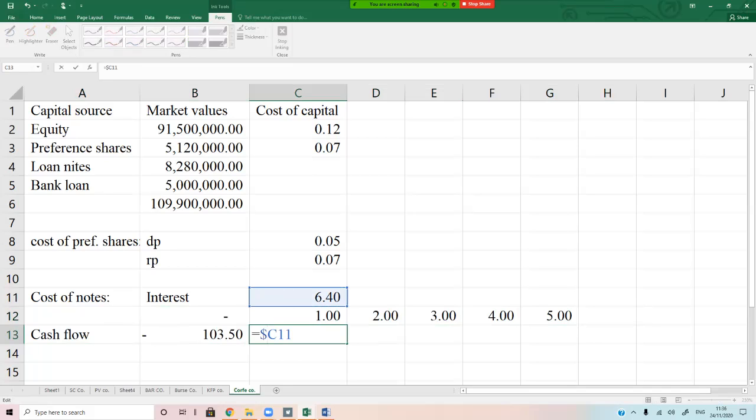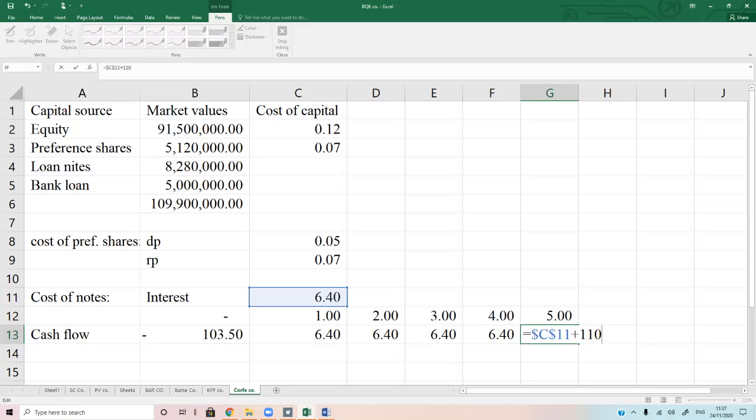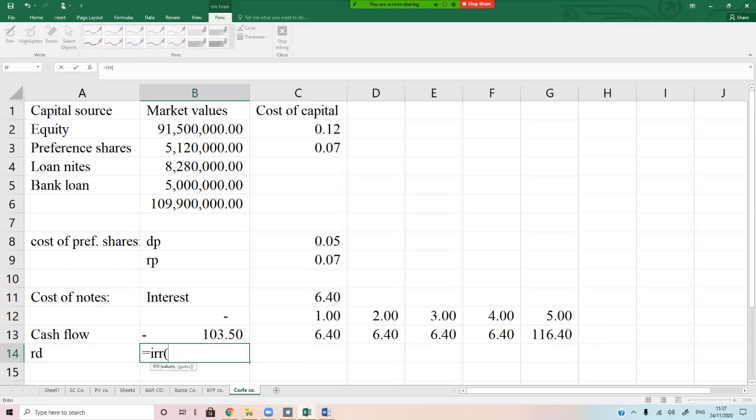I want to copy the formula all through, so that's why I need to lock the cell, so I can drag it all the way until year 5. However, in year 5, you're also going to get the redemption value, which will be a 10% premium to the nominal value, giving 110. Because the nominal value is 100, 110% gives us 110 shillings. Having done that, the cost of this bond will be equal to IRR. We define the cash flow from year 0 all the way to year 5, and get the cost of this bond to be 7%.